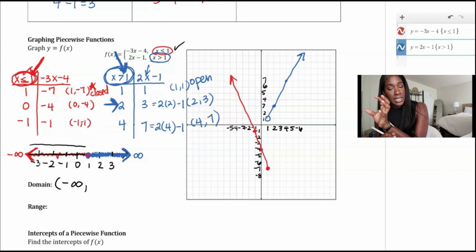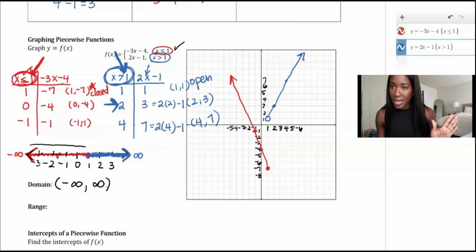That's when the blue piece kicks in. The numbers that are greater than 1, it goes off to positive infinity. So the domain is all real numbers, negative infinity to positive infinity. Please do not generalize and say that's always the case. I promise in this series you will see examples where the domain is not all real numbers.